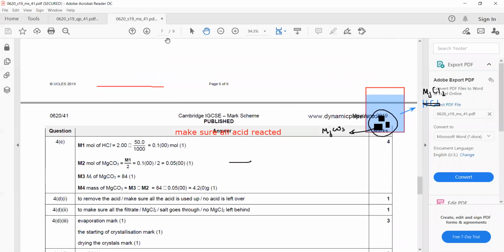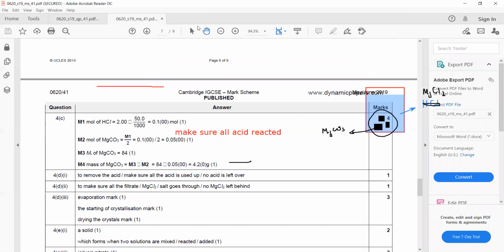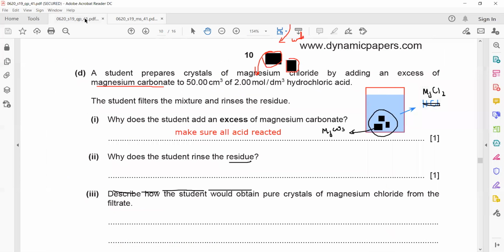So you can see here, to make sure all the filtrate, magnesium chloride or salt, goes through. Because when you filter it off, the solid, unreacted magnesium carbonate may have traces of magnesium chloride solution, like some magnesium chloride solution droplets will be there. So that's why we rinse or wash with water, so that it will remove all of the magnesium chloride. Is it clear?